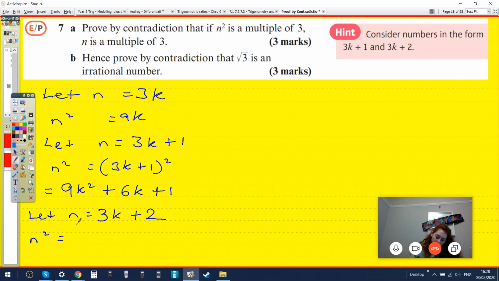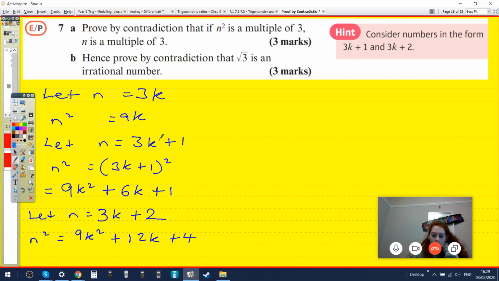So then that would be 9k squared, then we have 12k, and then plus 4. So that's not in the 3 times table either. And then 3k is what we did. So I think we've tried all 3, because if we do 3k plus 3, then that goes back to being in the 3 times table again.